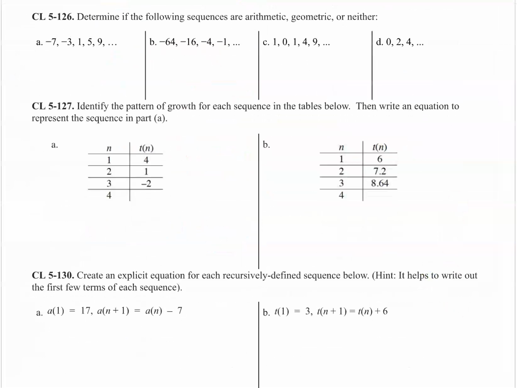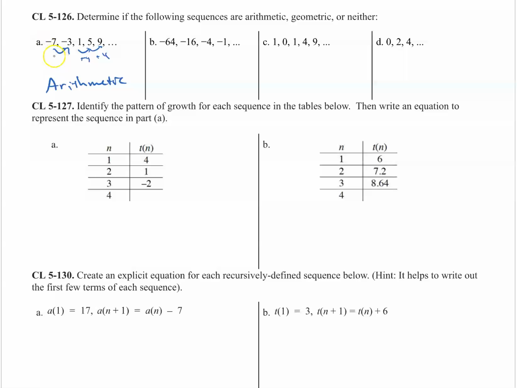126. Arithmetic, geometric, or neither? Let's look at A. So later on in the sequence, away from the negatives, I can see 159. That's clearly adding 4. 1 plus 4 is 5. 5 plus 4 is 9. So this might be arithmetic. But let's make sure the pattern holds for the negatives.